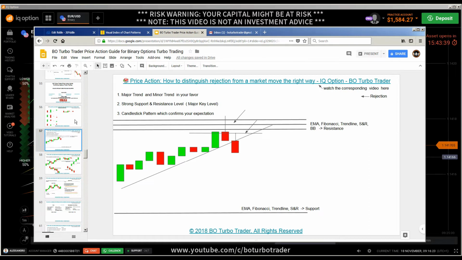Then after this, obviously the rejection part, where I talked about the 4 keys: the trend, the key level, the candlestick pattern, and the rejection.